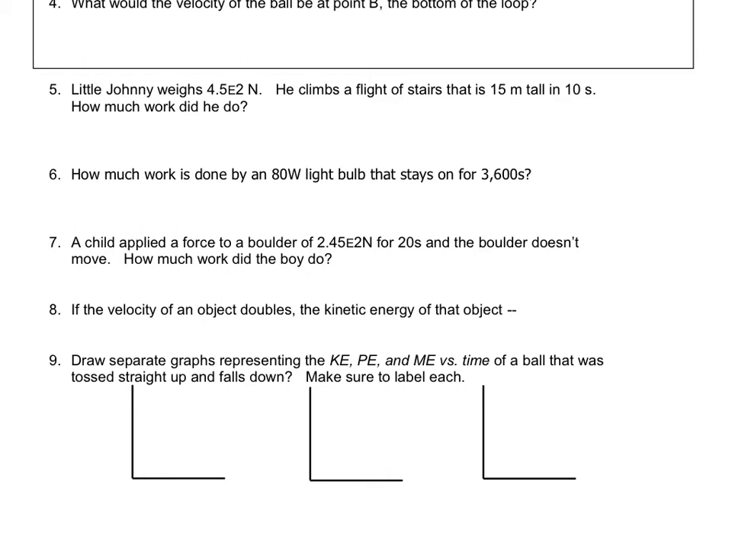All right, work, power, energy review. Number 1, the work done in accelerating an object along a frictionless horizontal surface is equal to the object's change in blank. Well, to answer this, you got to think about what work is equal to.